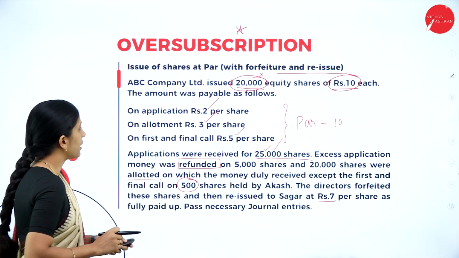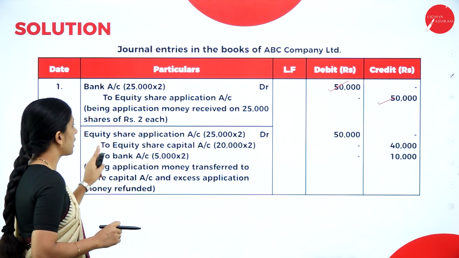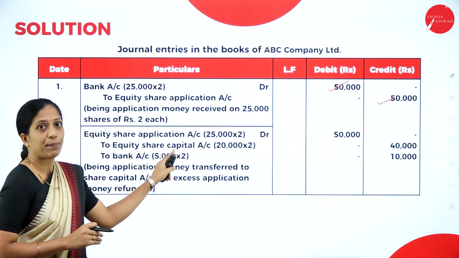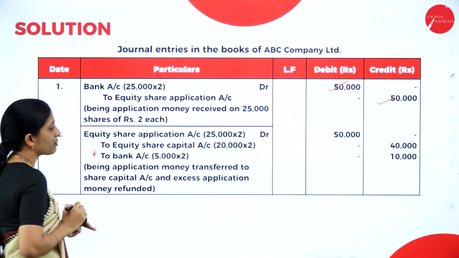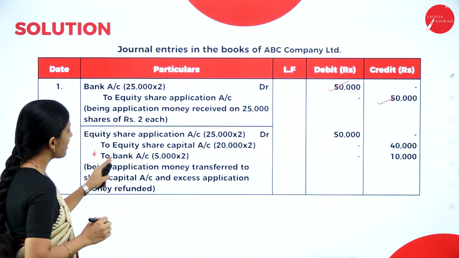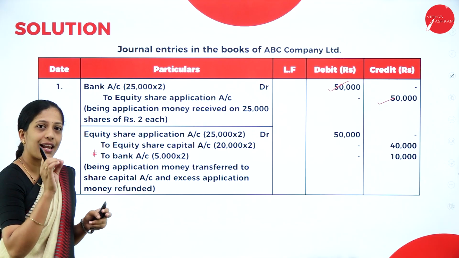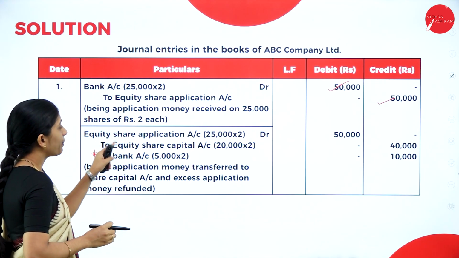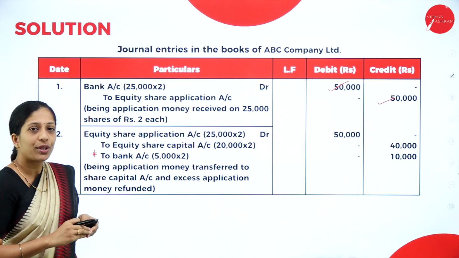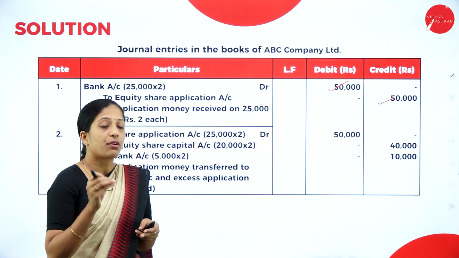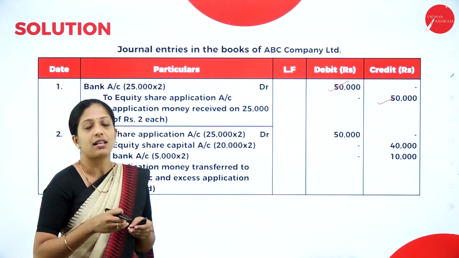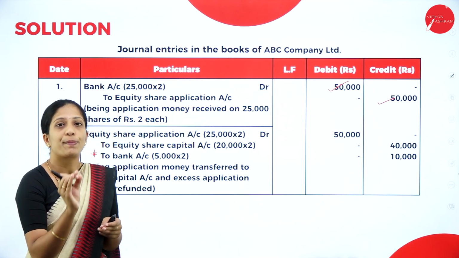So, what is your entry then? Equity share application account debit to equity share capital account. Again, because we are going to refund that 5,000 shares, you have to write it as to bank account. So, this is an extra entry here. Normally your transfer entry will be equity share application account debit to equity share capital account. But we are going to receive 5,000 excess shares, so that has to be refunded.